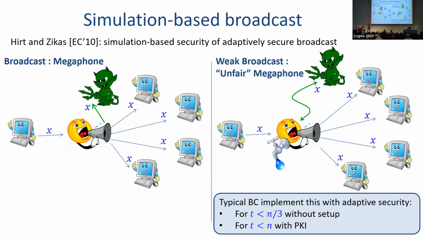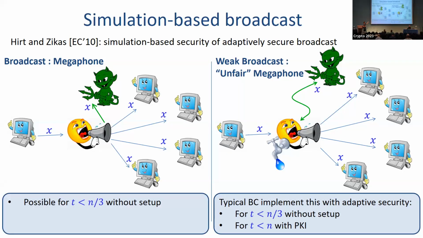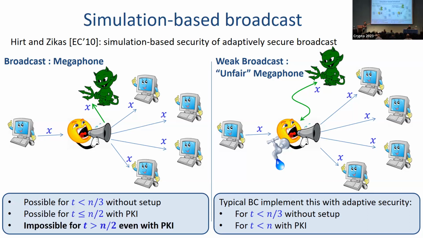And we can get it for any number of options if we have a PKI. On the other hand, the stronger functionality, even with a PKI, we can only get it as long as we don't have a dishonest majority. Once there's a dishonest majority, there's an impossibility. They proved a very nice impossibility, showing that no broadcast protocol will be able to realize the megaphone functionality.